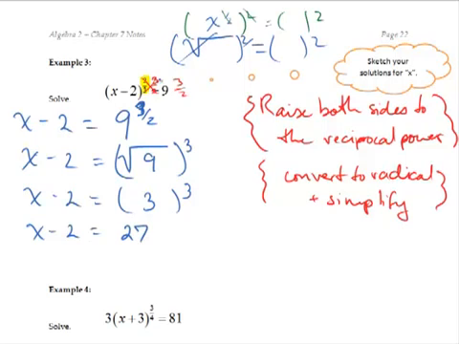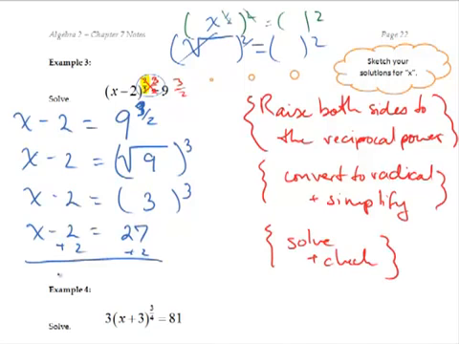All of that was just taking care of getting rid of the rational exponent and then simplifying this side. After this, now we start saying, okay, solve and check answers. So when we move this 2 over, we end up getting x equals 29. We want to check it.